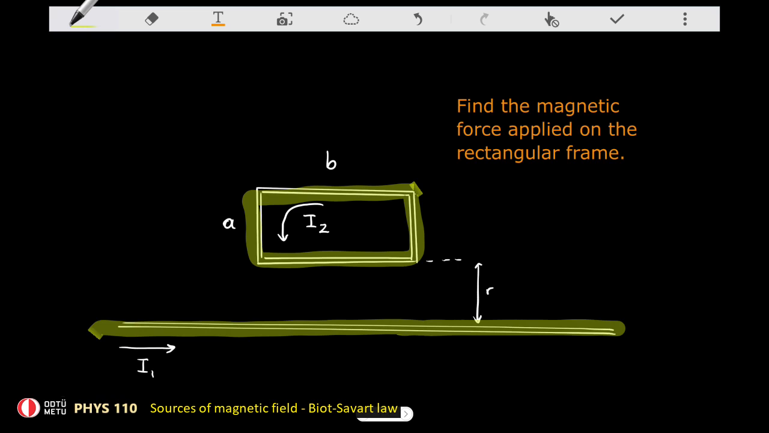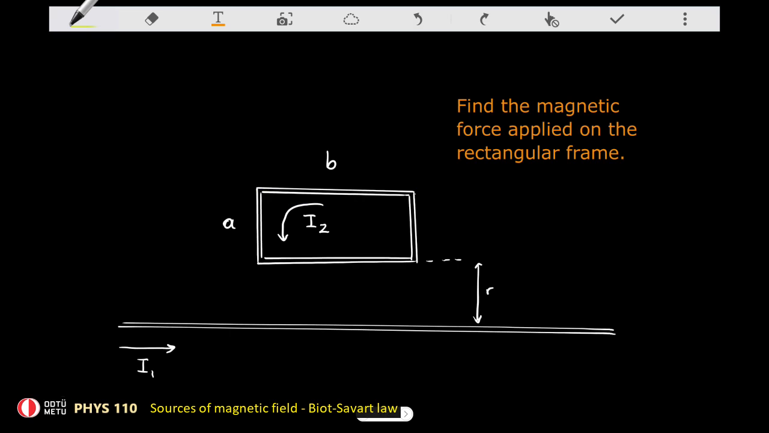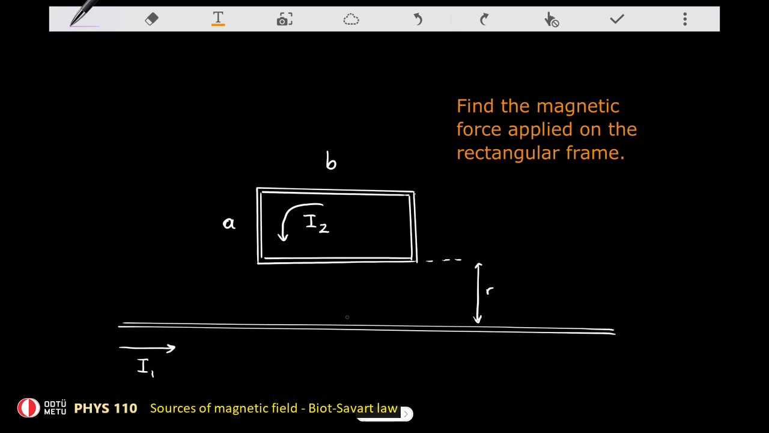And then, of course, I can compute the magnetic force applied on the straight wire. But of course, this will also involve some kind of an integral. In any case, by using this, we can compute the force applied on the straight wire. But at the end, whatever that force is, let's just draw an attractive force in here, I know that an equal and opposite amount of force should be applied on the rectangular frame because of Newton's third law. So as a result, I can compute the magnitude of the force in one of these two equivalent ways.